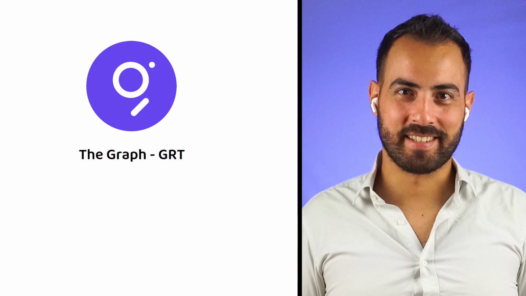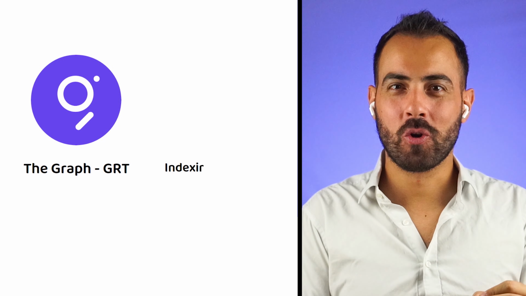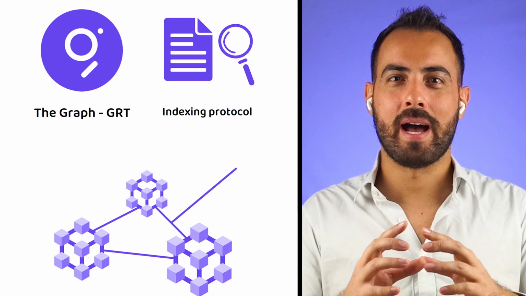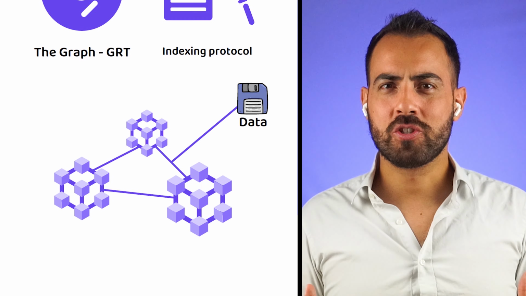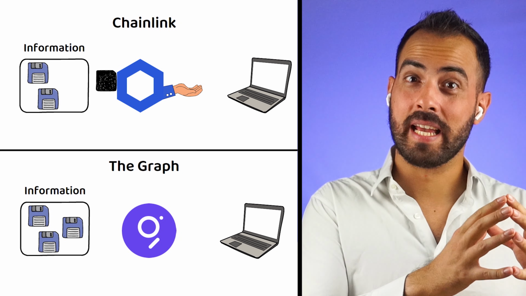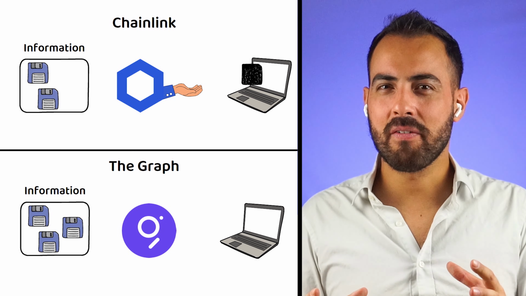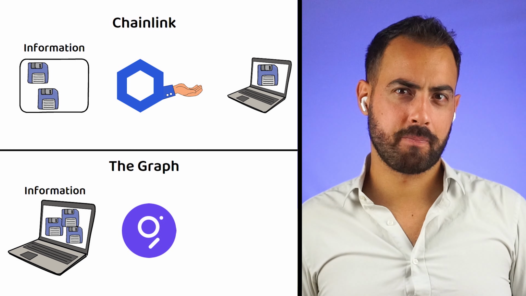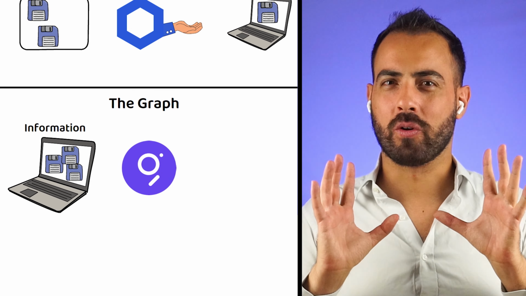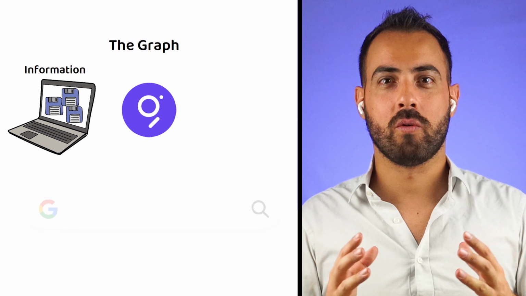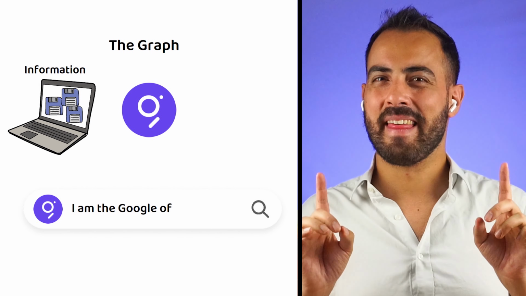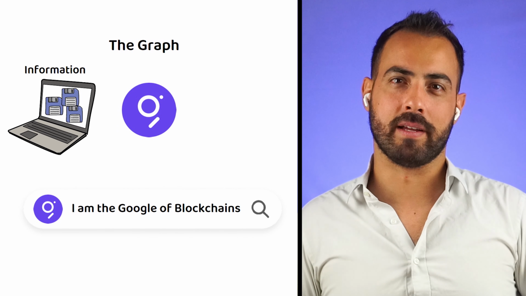The Graph, also known by the market ticker GRT, is an indexing protocol that helps blockchain networks locate the data they require. Unlike a project like Chainlink, which would source the information for you, The Graph aims to take you to where the information already exists. For this reason, it is occasionally referred to as the Google of the blockchain, because if you are looking up a query on the blockchain, The Graph can likely help you with that.